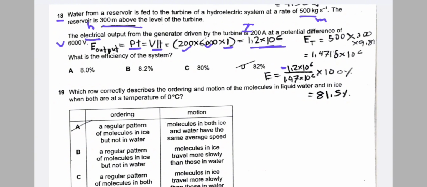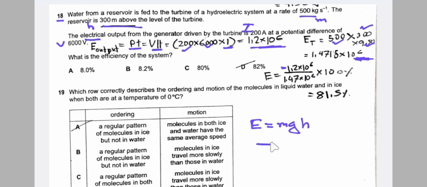Then what is the input energy? As we can see, we know the mass, and we know the value of height. So the input energy is the gravitational potential energy, that is mass into gravitational field strength into height. We know the value of mass, gravitational field strength, that is 9.81, and the vertical height is 300 meter.